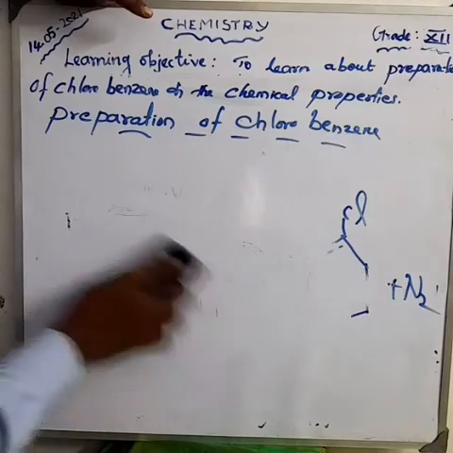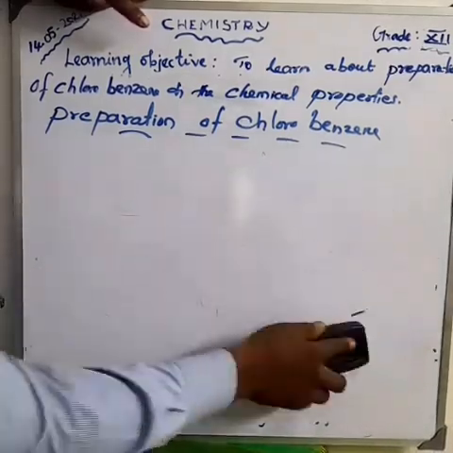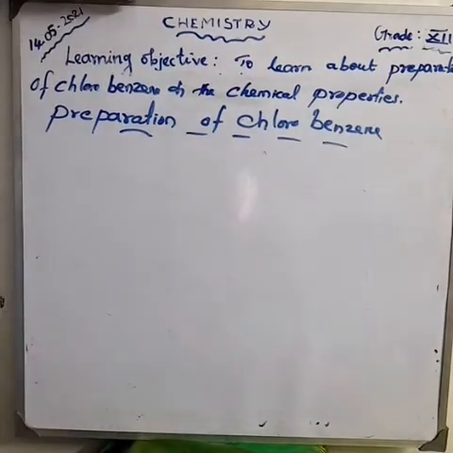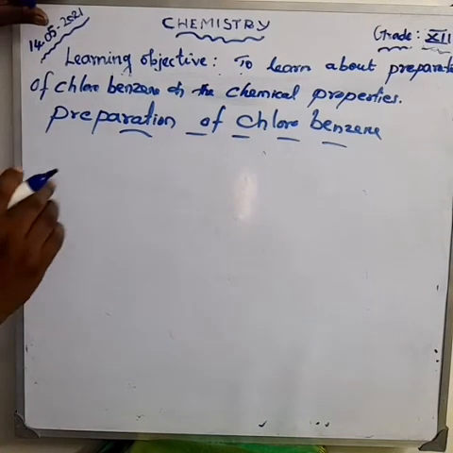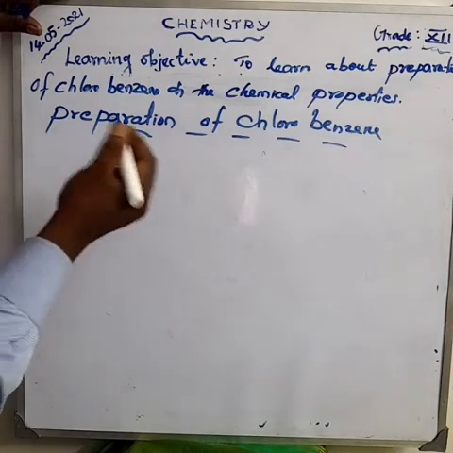Benzene diazonium chloride reacts with potassium iodide. This is not a chlorobenzene; as per the books, we have iodobenzene. Preparation of iodobenzene.